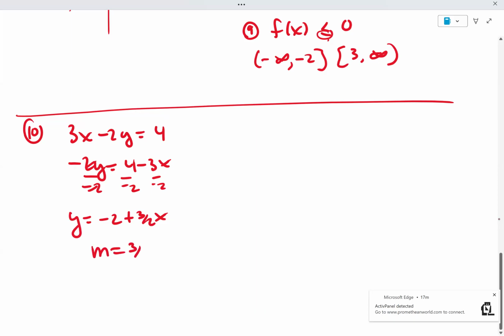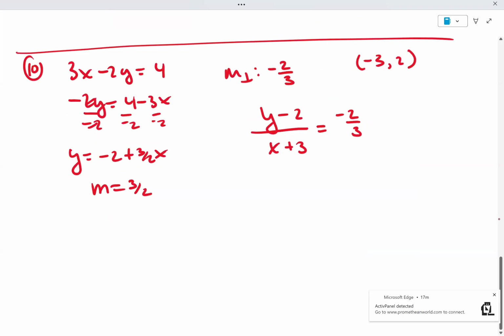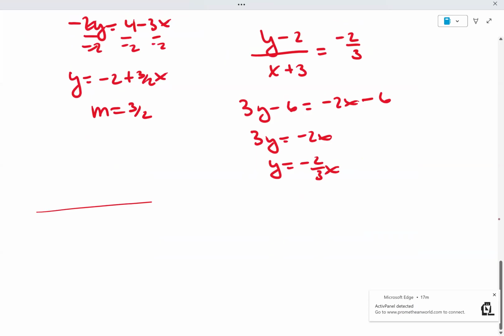The slope of this line is 3/2, but I want perpendicular, so I need its negative reciprocal, which would be -2/3. So the point it's passing through is -3, 2. So it's going to be y minus 2 over x minus a -3 equals -2/3. I'm going to cross multiply. And there's my answer. I think you're all pretty good with that.